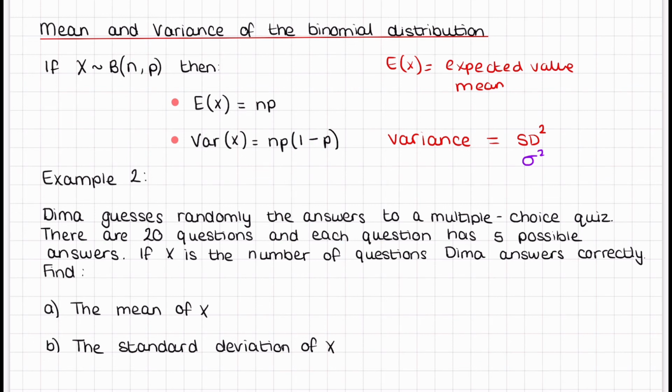Next example here. Dima guesses randomly the answers to a multiple choice quiz. There are 20 questions and each question has 5 possible answers. If X is the number of questions Dima answers correctly, find the mean of X and the standard deviation.